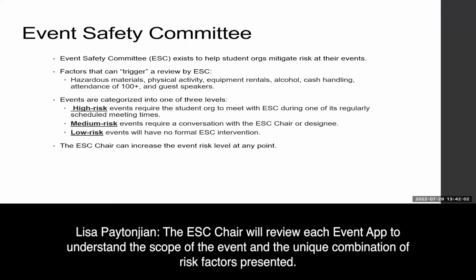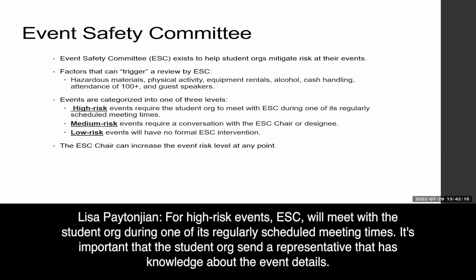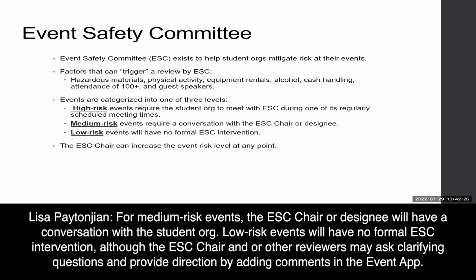The ESC chair will review each event app to understand the scope of the event and the unique combination of risk factors presented. Events are generally categorized in one of 3 levels of risk: high, medium, and low. For high-risk events, ESC will meet with the student org during one of its regularly scheduled meeting times. It's important that the student org send a representative that has knowledge about the event details. For medium-risk events, the ESC chair or designee will have a conversation with the student org. Low-risk events will have no formal ESC intervention, although the ESC chair and/or other reviewers may ask clarifying questions and provide direction by adding comments in the event app.